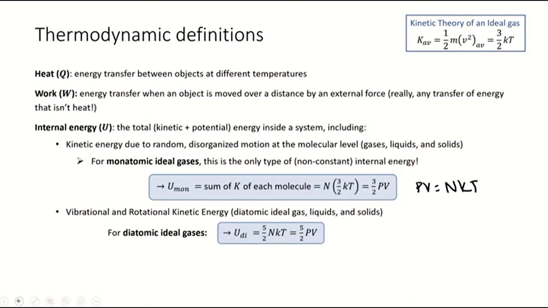Okay, so then it turns out that the internal energy for a diatomic ideal gas in the low temperature limit, which just means not very, very high temperatures. So these are going to be at normal temperatures.